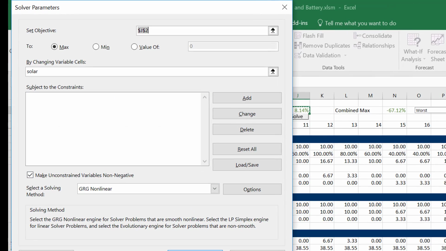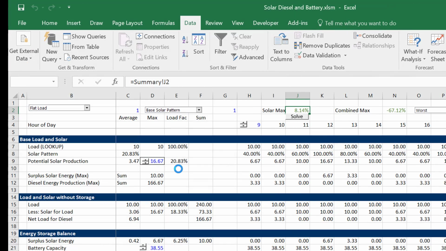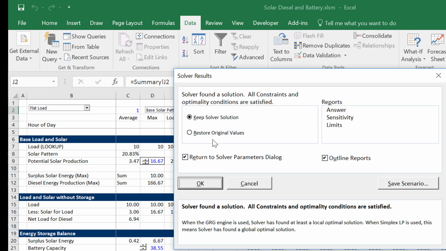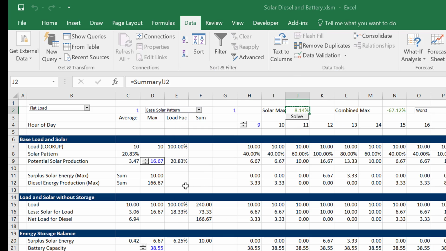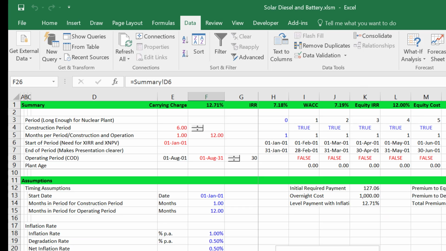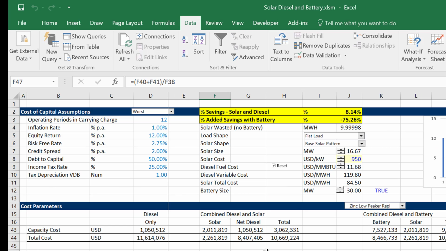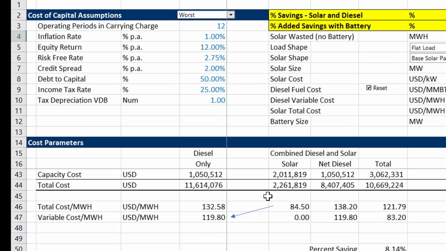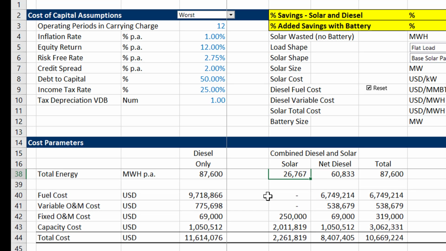It said we should have put 16.67, which is more than the amount we need. We're going to waste a little. I seem to have done it twice, I better close it. Okay, and then there's our number. And we have quite a bit of wasted solar energy. Not that bad. Now our cost of solar is pretty high, but that's because we put so much in, we wasted it.